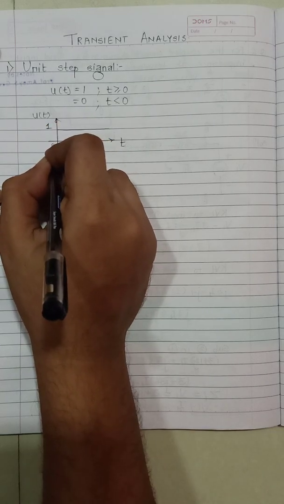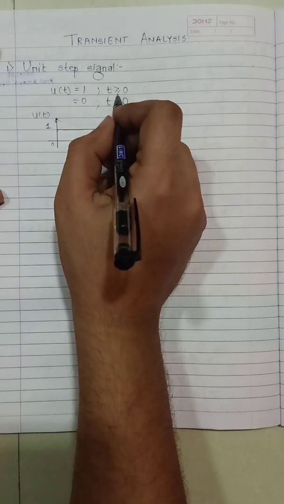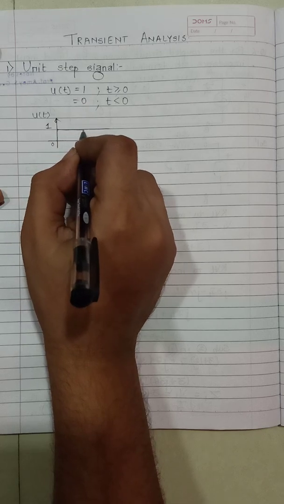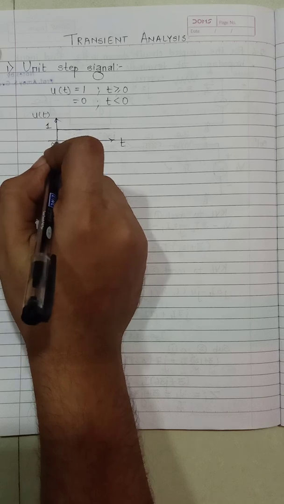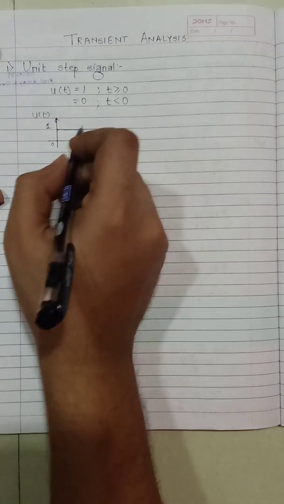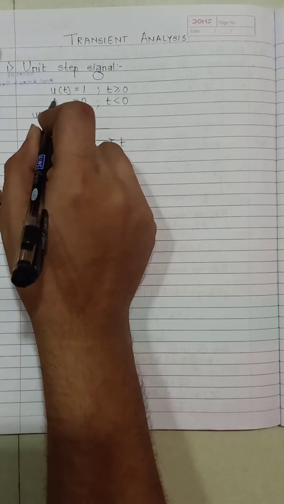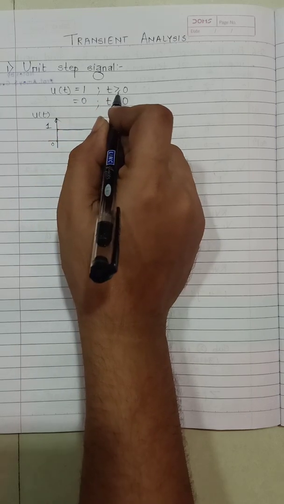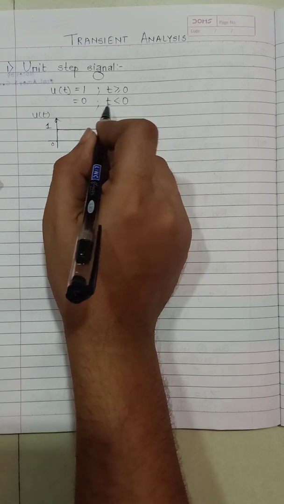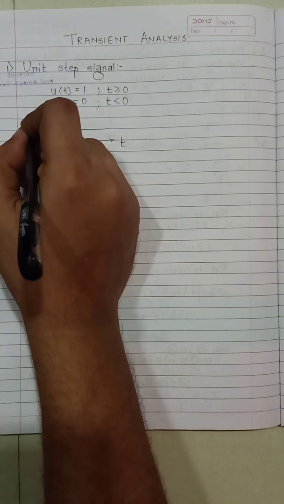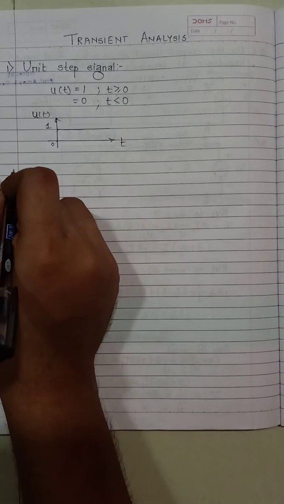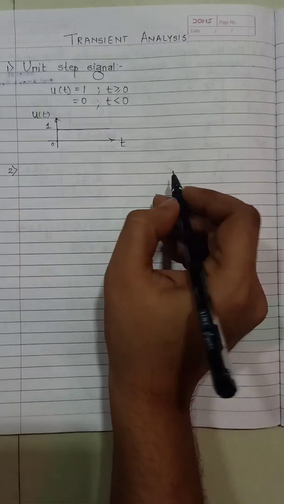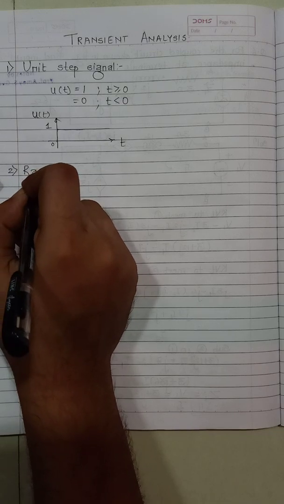So it is going from 0 to 1 at t equal to 0, and for t greater than 0 it is staying at 1. So it is a unit step. You are crossing a step, and for t less than 0 the value is 0. So u of t is 1 for t greater than or equal to 0, and it is 0 for t less than 0. So this is nothing but the unit step signal.